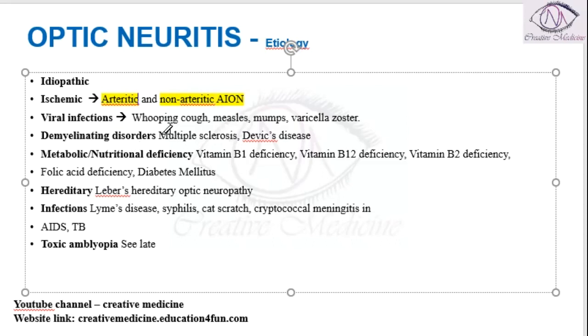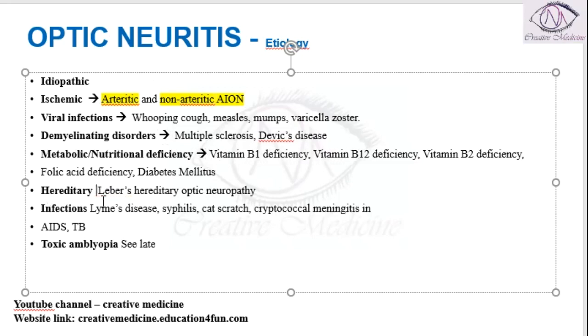Actually, viral infections can cause optic neuritis, such as whooping cough, measles, mumps, or varicella. Then we have demyelinating disorders like multiple sclerosis and Devic's disease. Devic's disease is neuromyelitis optica. So all these are responsible for optic neuritis.